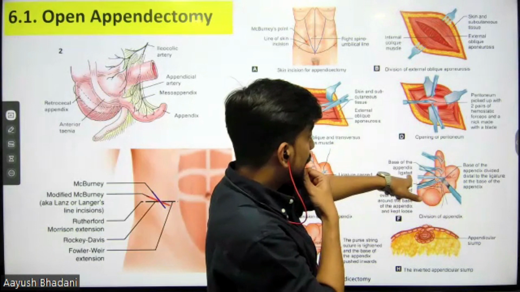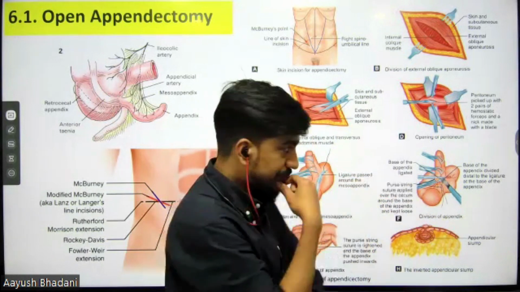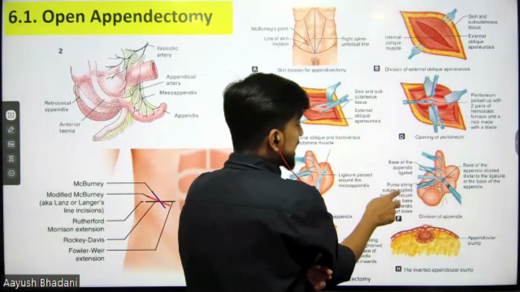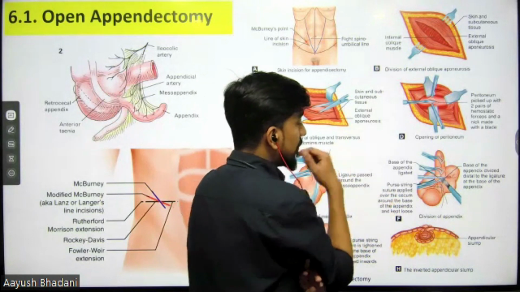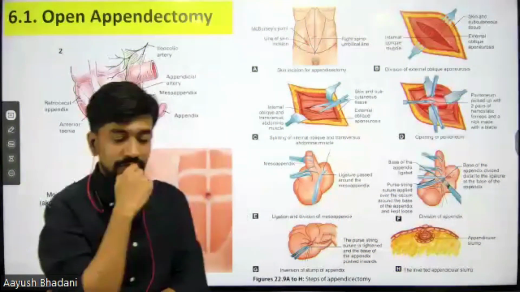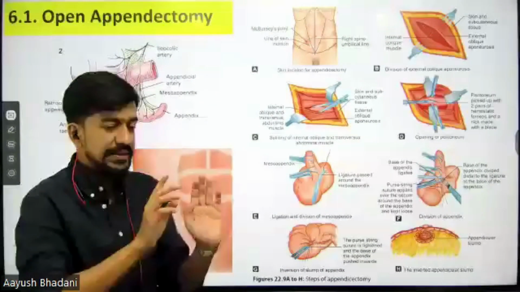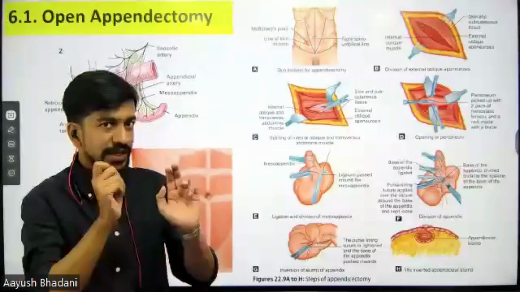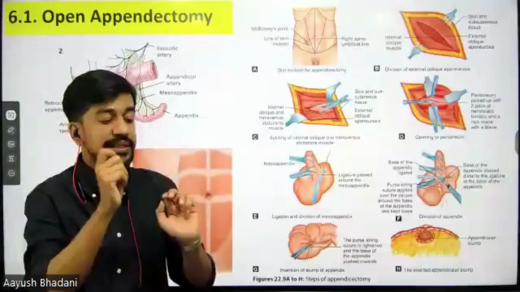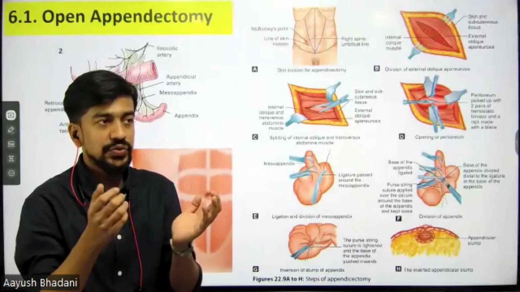So what it says is the base of the appendix is ligated. Okay. Purse string suture is applied over the cecum around the base of the appendix and kept loose. So what it says is we need to tie the base of the appendix and also put a purse string suture. So what is a purse string suture?